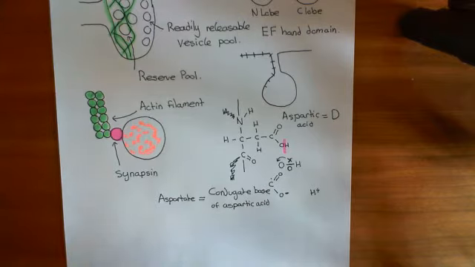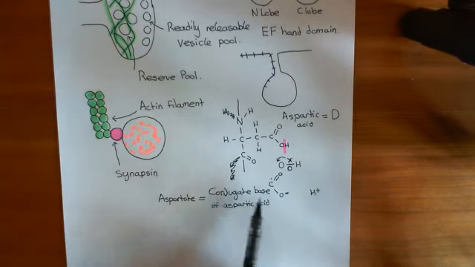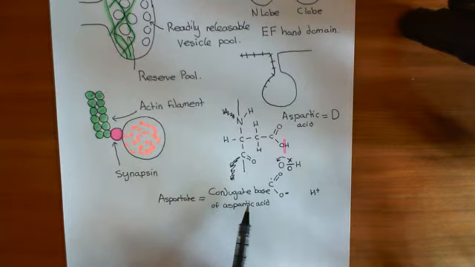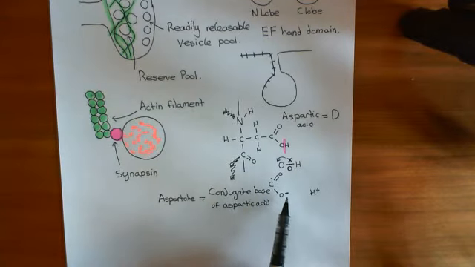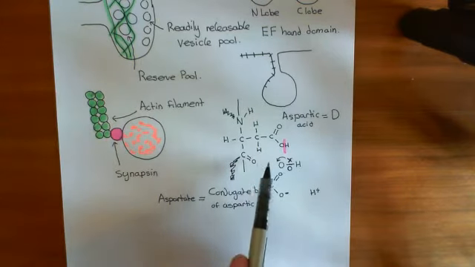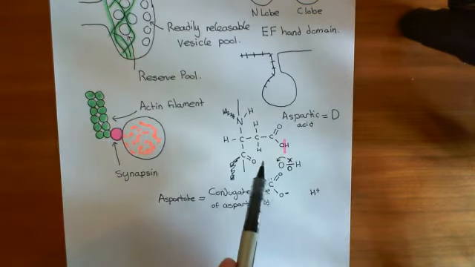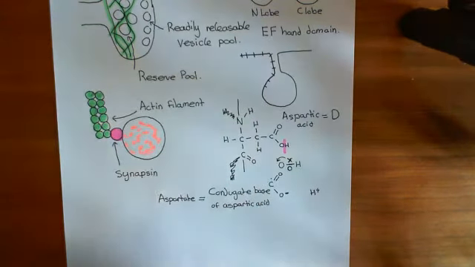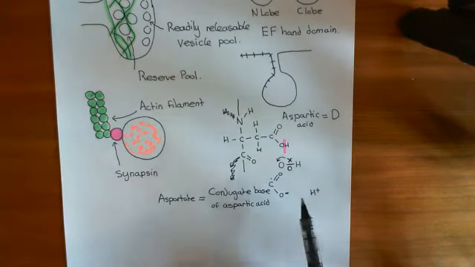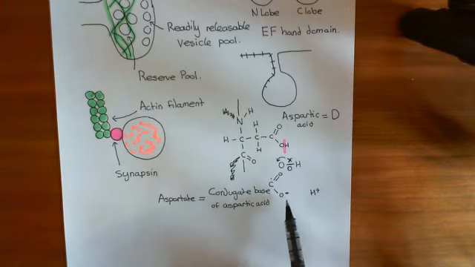The reason you usually refer to this as the conjugate base is because this group is no longer an acid. If you look at the aspartate molecule, it's certainly not an acid anymore. It can't donate protons anymore. Instead, it's actually a base, because it can receive a proton on this negatively charged oxygen.